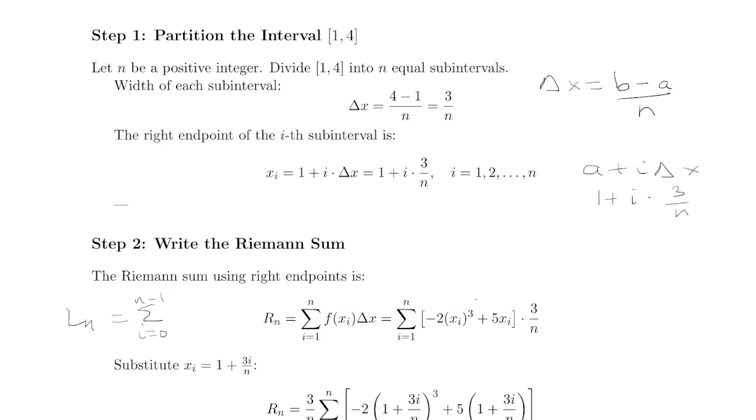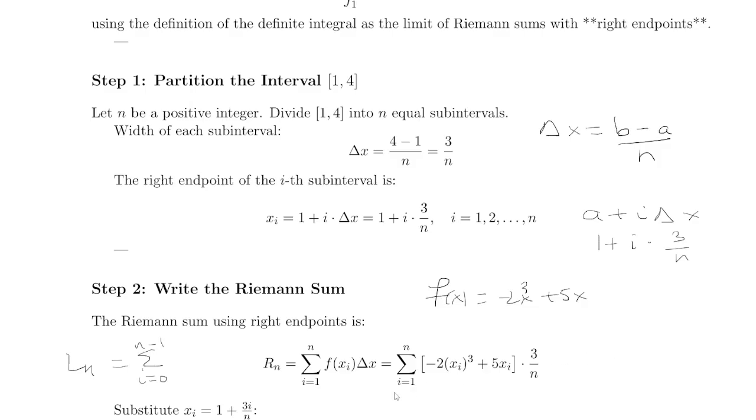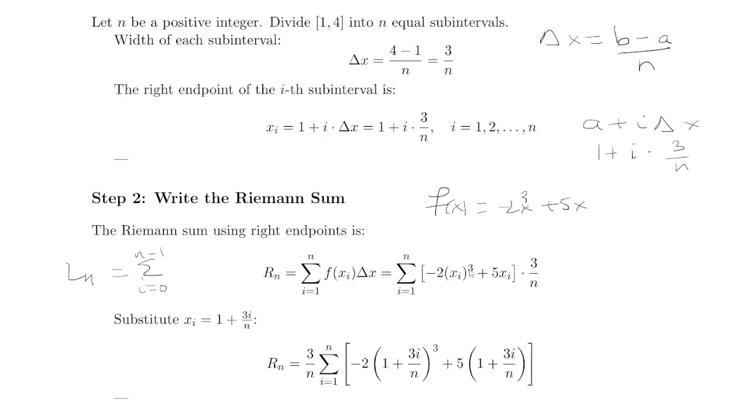So our f of x, remember, is up here, negative 2x cubed plus 5x. So we're just going to replace x with x sub i, which is 1 plus 3i over n. So to get to this right here. And notice that the sum only depends on i. So this 3 over n is considered a constant, so that's going to come outside the sum. So we have 3 over n times the sum.